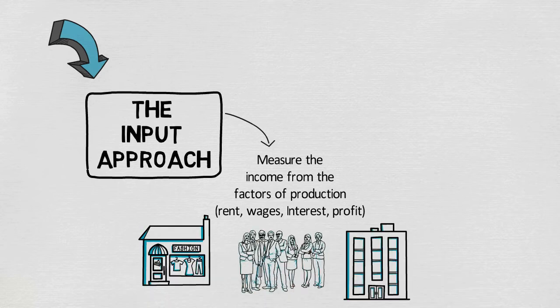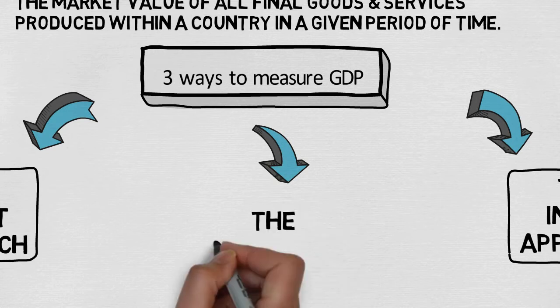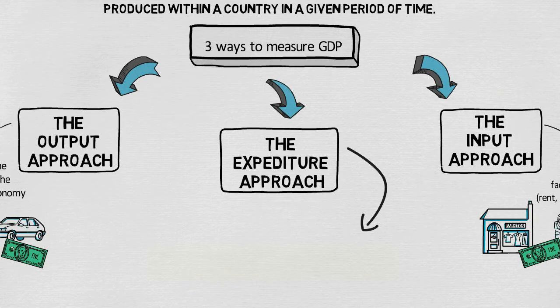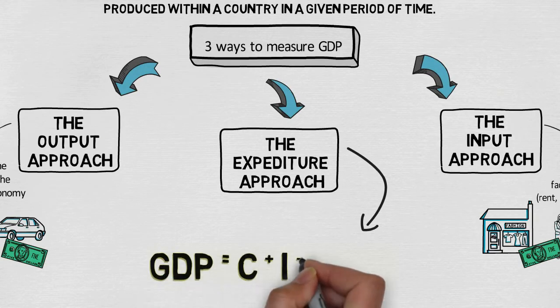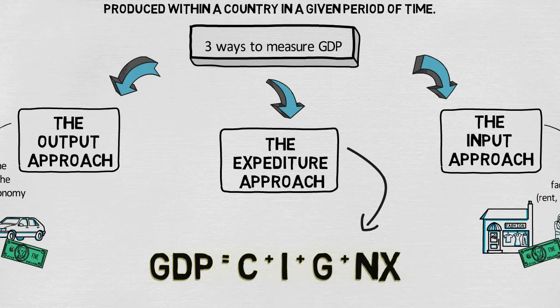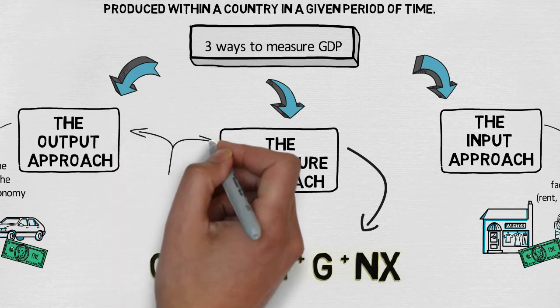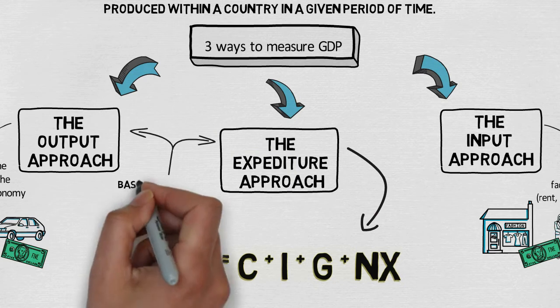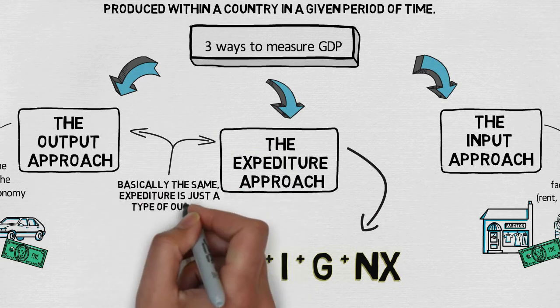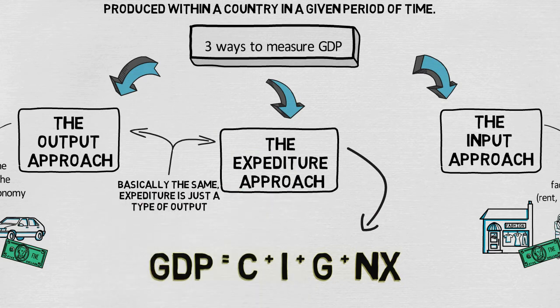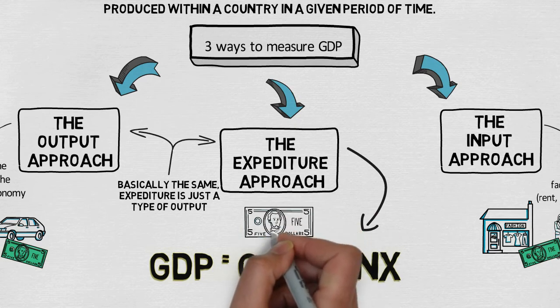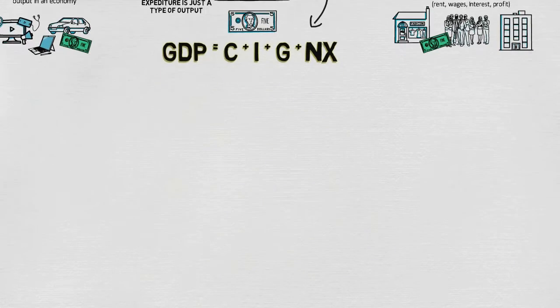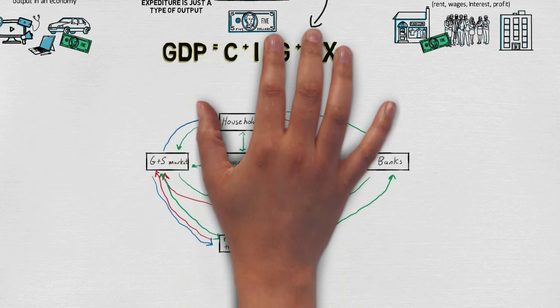like that. And then the big one we talk about the most is the expenditure approach, which is where we get this equation C plus I plus G plus NX. Now the expenditure approach and the output approach, they're two sides of the same coin. The expenditure approach is just simply another way of measuring the output approach, but they're both kind of doing the same thing.